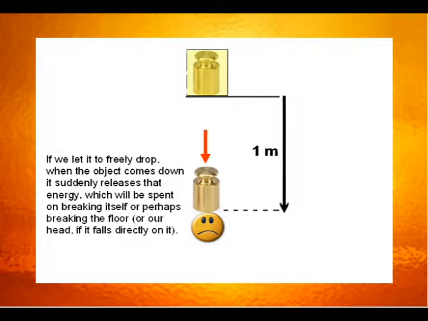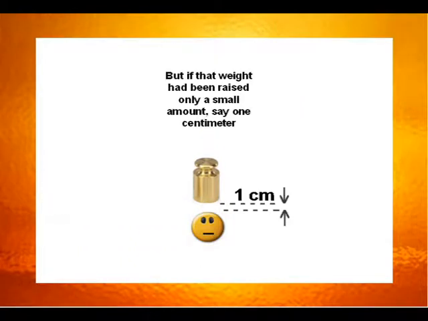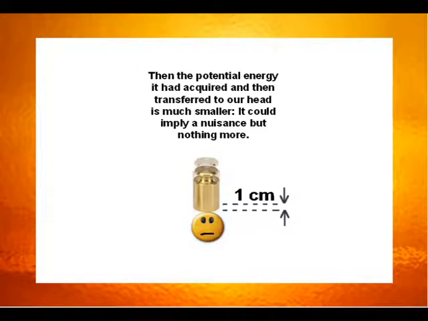If we let it freely drop, when the object comes down, it suddenly releases that energy, which will be spent on breaking itself or perhaps breaking the floor or our head if it falls directly on it. But, if that weight had been raised only a small amount, say 1 centimeter, the potential energy it had acquired, and then transferred to our head, would have been much smaller. It could imply a nuisance but nothing more.